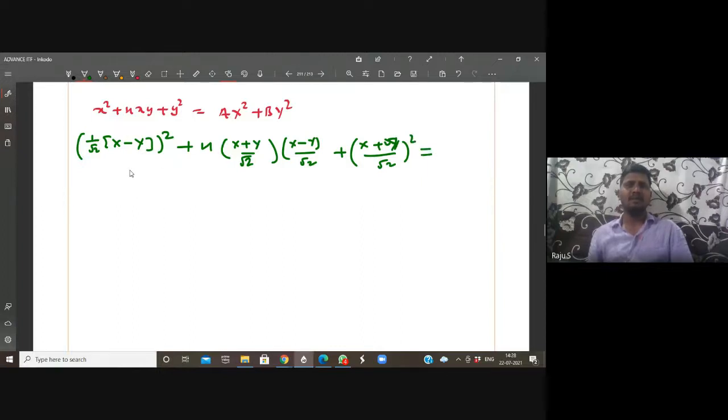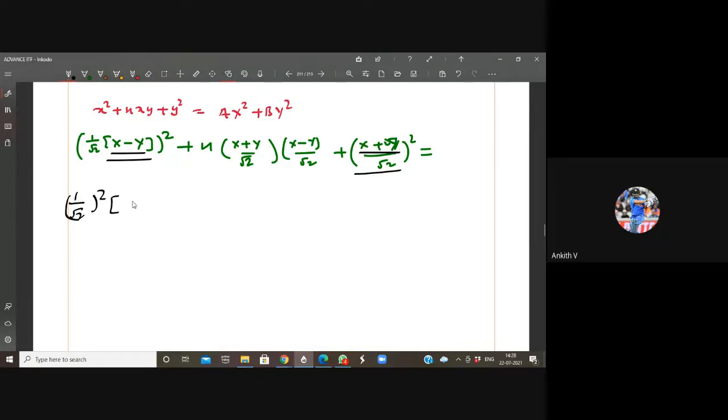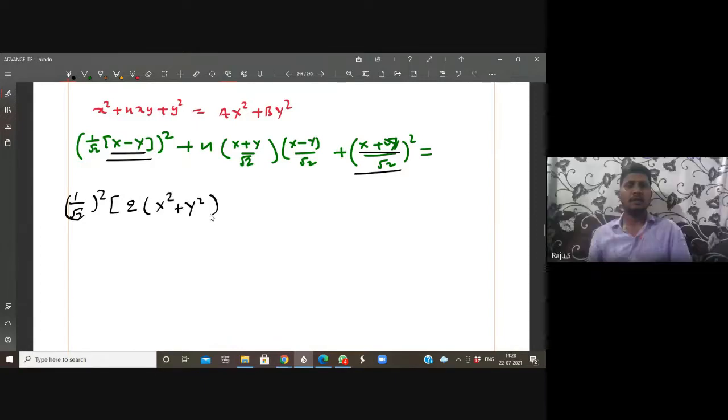Let's see. When I write the first and last at one place, 1 by root 2 whole square is common. Then here (a minus b) whole square plus (a plus b) whole square. What is the formula for (a minus b) whole square plus (a plus b) whole square? It's 2 bracket a square plus b square. That's all. Clear? Then 4xy means 4 into root 2 into root 2, 2 by 2. Shall I write x square plus y square? Just I am simplifying LHS alone.